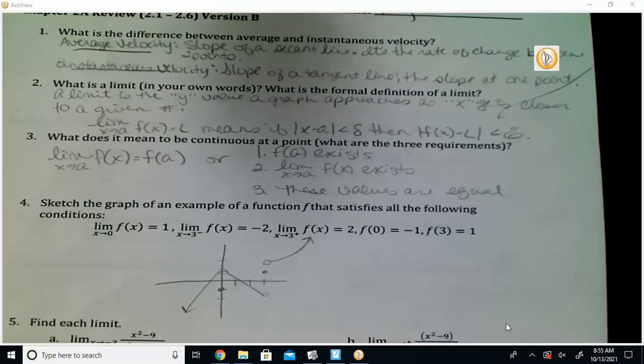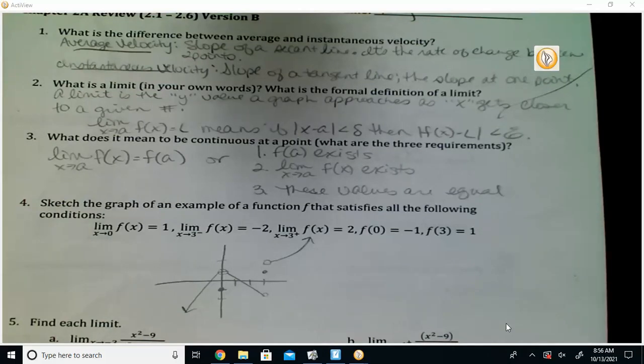If the absolute value of x minus a is less than delta, then the absolute value of f of x minus L is less than epsilon. That is your formal definition, that epsilon delta thing that we had to prove when we did the definition. To be continuous, there are 3 things. You need to know what they are. It means the function exists, the limit exists, and those are equal.